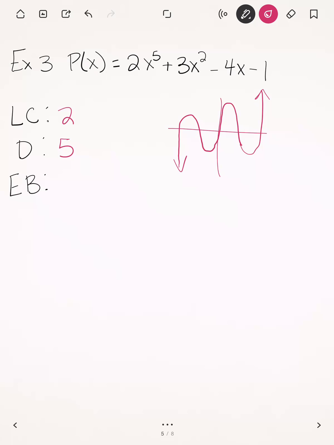So let's say as x approaches positive infinity, what is happening to p of x? So let's see. Here's positive infinity this way. My end behavior right here, it's going up. So it's approaching positive infinity as well.